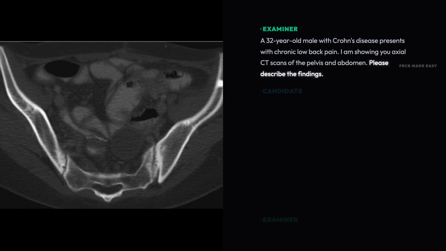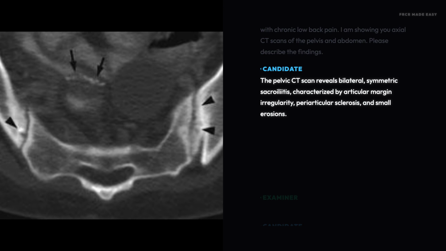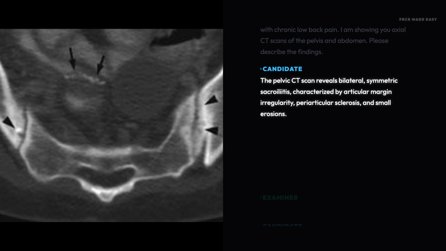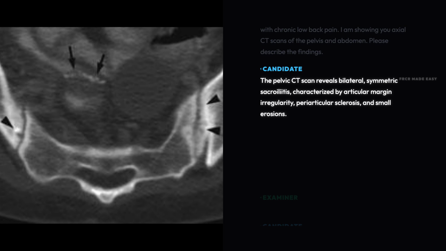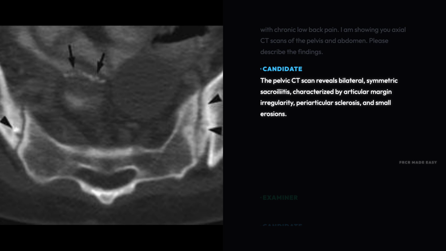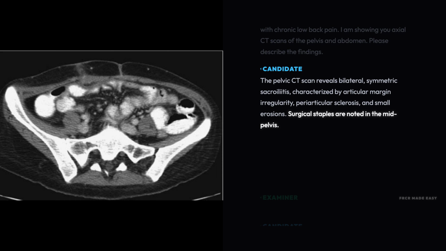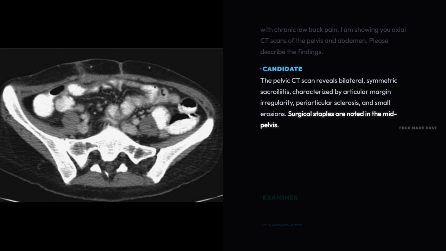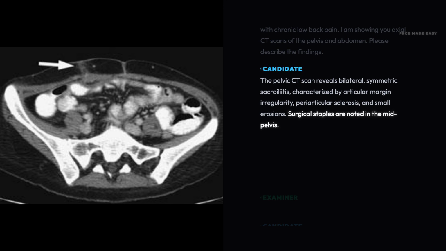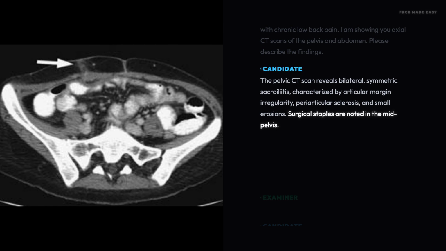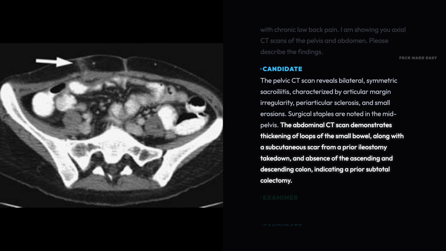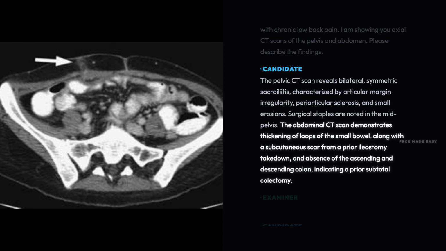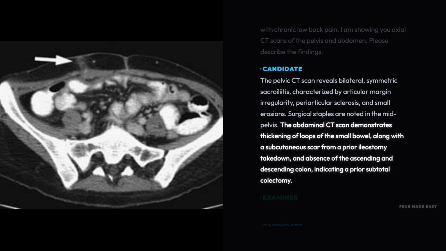Please describe the findings. The pelvic computed tomography scan reveals bilateral, symmetric sacroiliitis, characterized by articular margin irregularity, periarticular sclerosis, and small erosions. Surgical staples are noted in the mid-pelvis. The abdominal computed tomography scan demonstrates thickening of loops of the small bowel, along with a subcutaneous scar from a prior ileostomy takedown, and absence of the ascending and descending colon, indicating a prior subtotal colectomy.